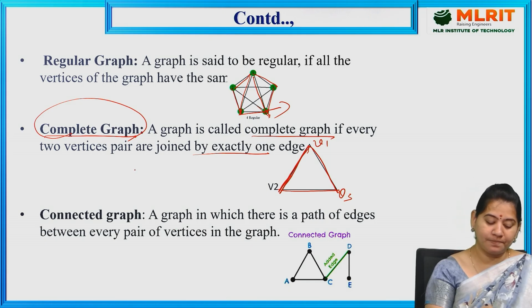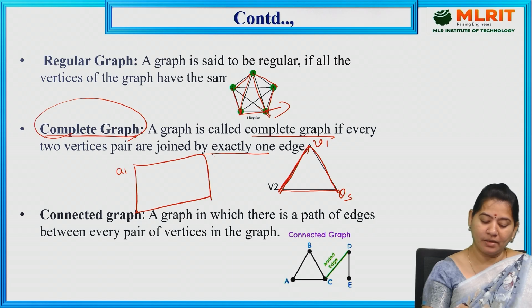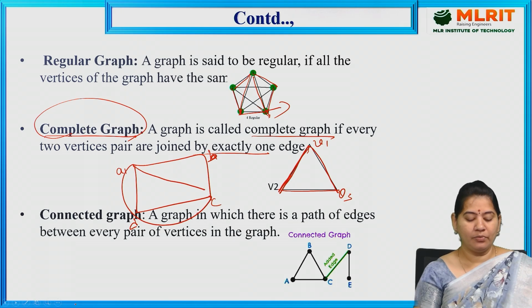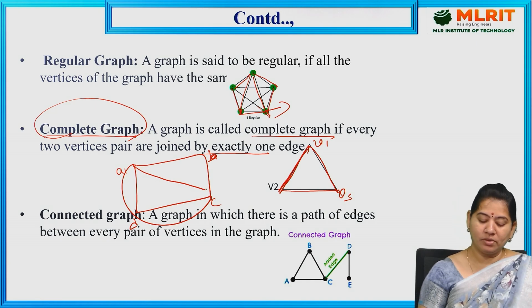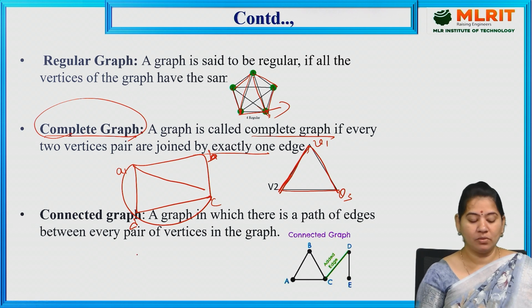Now let us suppose I am considering one more example. This is A, and this is B, this is C, and this is D. So let us suppose like this I have. Now from A to B I have only one edge, B to C also one edge, and here C to D one edge, A to D one edge. But if we observe A to C, we have two edges. One is outside and the other one is inside. So then this one I cannot call a complete graph. Why? Because you should have only one edge from one vertex to another vertex.